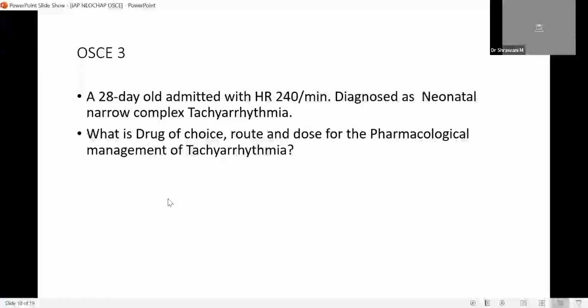Coming to the next OSCE. A 28-day-old is admitted with a heart rate of 240 per minute, diagnosed as neonatal narrow complex tachyarrhythmia. What is the drug of choice? It is supraventricular tachycardia, so adenosine. Everyone is so fast. Adenosine, yes, IV, with the two-flush technique.